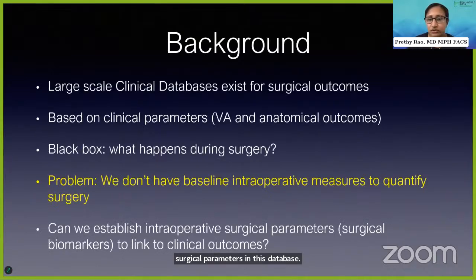Large-scale clinical databases exist for surgical outcomes, but these are mainly based on clinical parameters, as was noted in the prior and future presentations. But the black box is what actually happens during surgery. The problem is we don't really have baseline intraoperative measures to quantify surgery outside of our operative notes and our amazing surgical videos. So the question is, can we establish intraoperative surgical parameters to serve as biomarkers and link them to clinical outcomes?